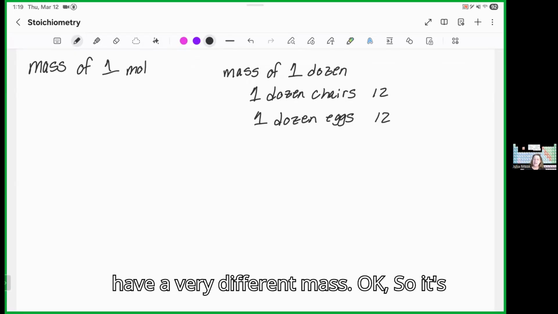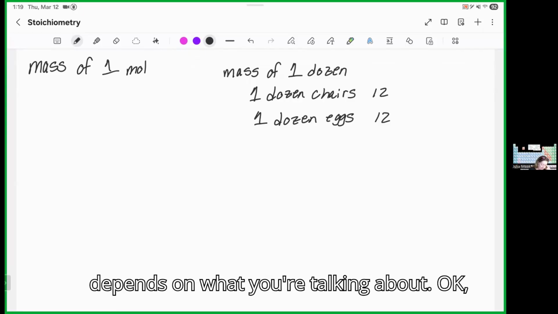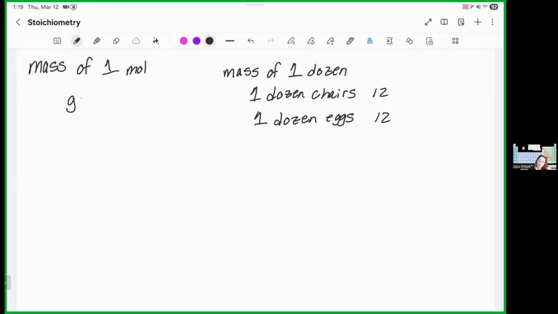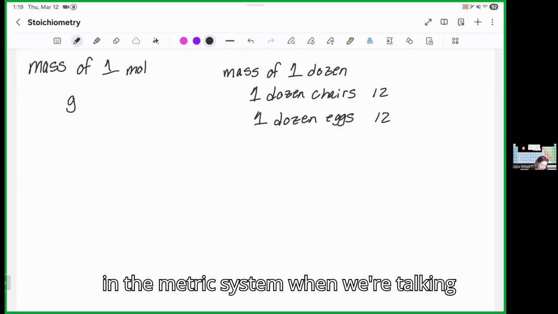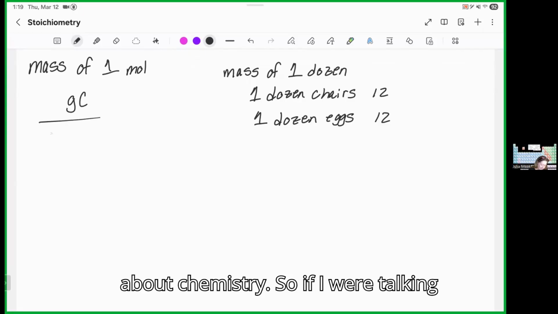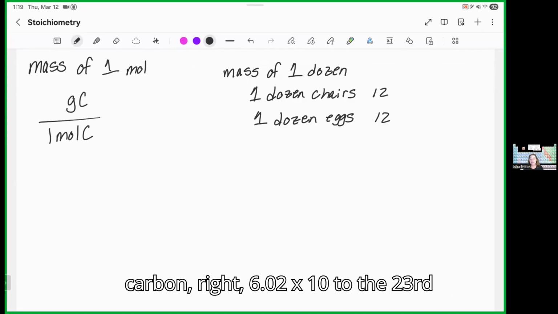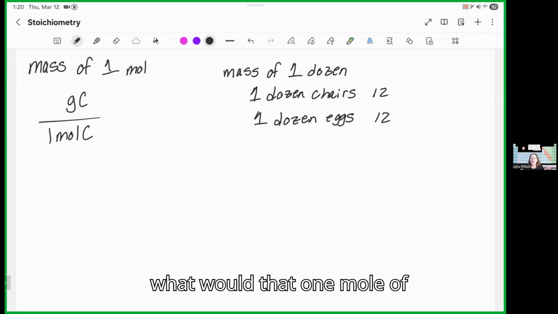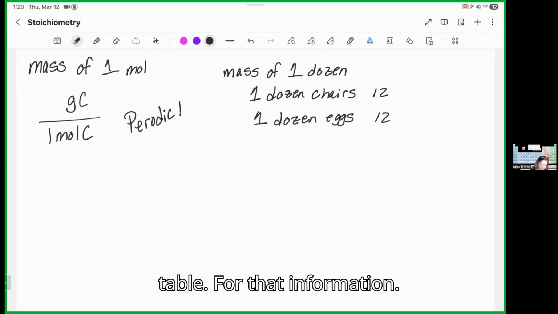Okay, so it's the same thing with moles of things. It depends on what you're talking about. Okay, if you were talking about carbon, we always use grams, right? We're in the metric system when we're talking about chemistry. So if I were talking about grams of carbon in 1 mole of carbon, right? 6.02 times 10 to the 23rd atoms of carbon, so 1 mole of carbon. What would that 1 mole of carbon weigh? Well, we go to the periodic table for that information.